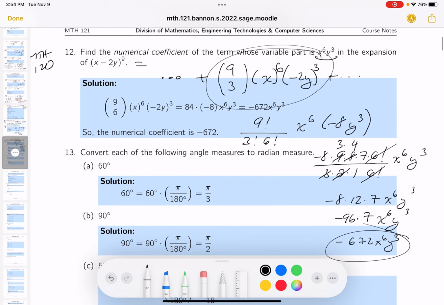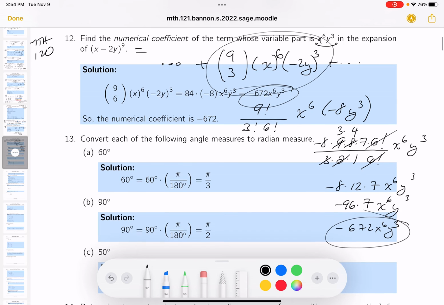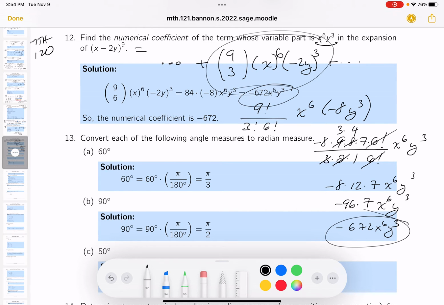Let's take a look. And I got it right over here. Minus 672 x6 y cubed. All right, this one over here, convert to radian measure. It just couldn't get it any easier than this.